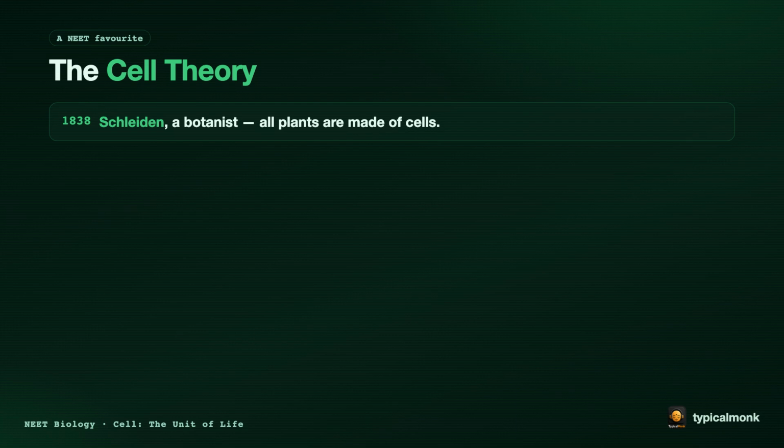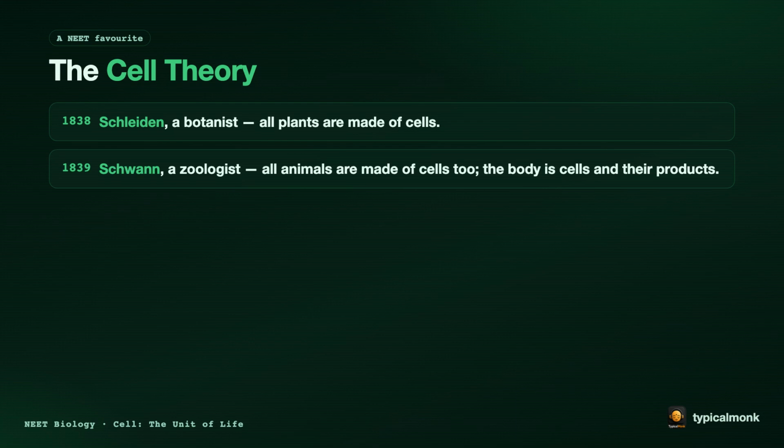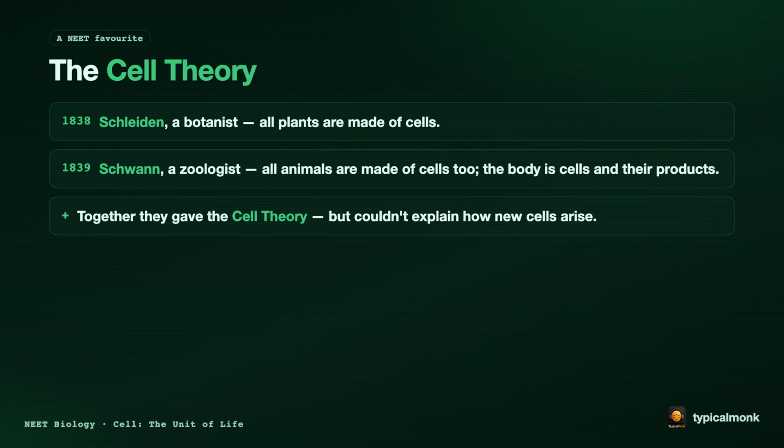Now, the cell theory, one of the most asked topics in NEET. In 1838, a botanist named Schleiden said that all plants are made of cells. A year later, in 1839, a zoologist named Schwann said the same for animals. The body is made of cells and their products. Together, they gave us the cell theory.